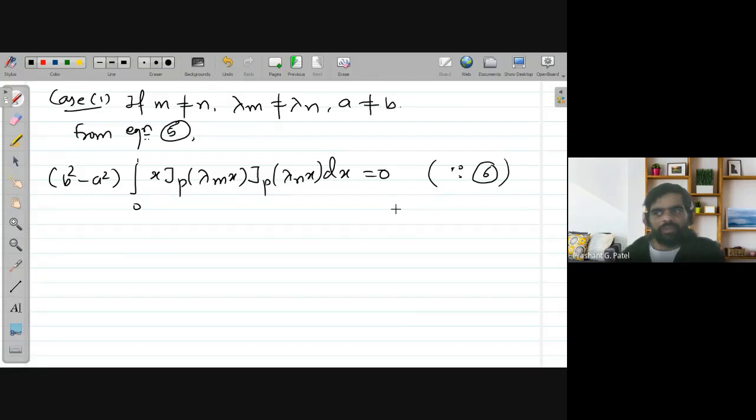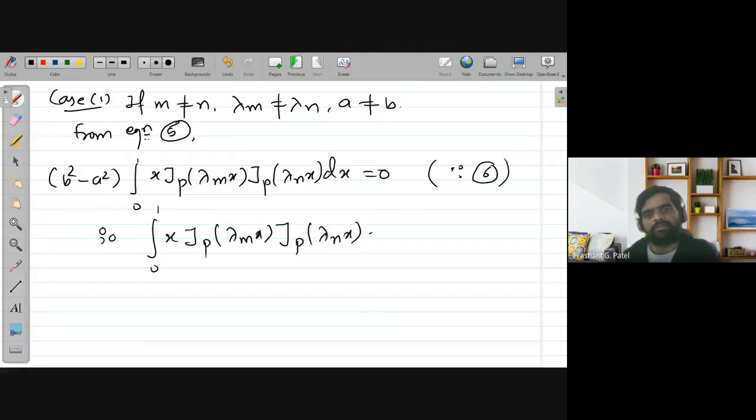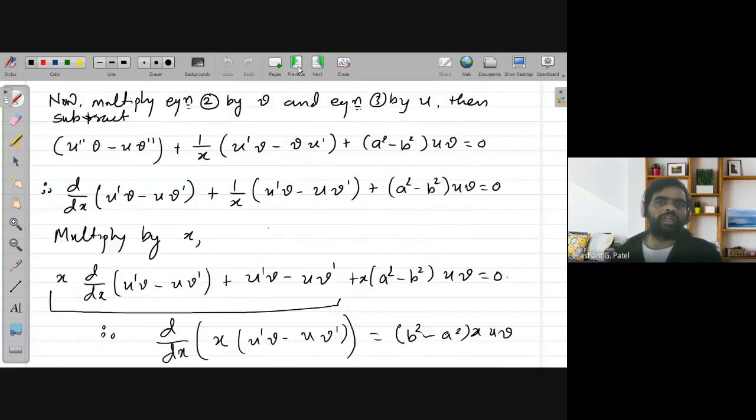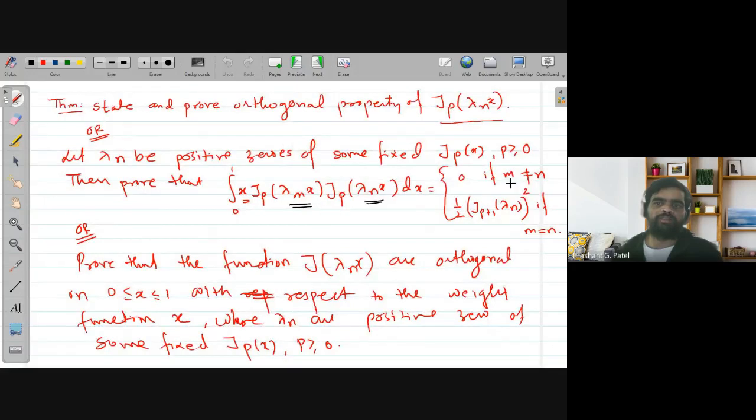So finally what we got, a and b is not same. So I can divide both sides by a square minus b square. Therefore we can say that integration from 0 to 1 x Jp lambda m x Jp lambda n x dx is equal to 0, because a square is not equal to b square, because a is not equal to b. So that is the first quantity that I need to prove here. That is, if m is not equal to n, the answer is 0. If m equal to n, I want to prove that this is this.